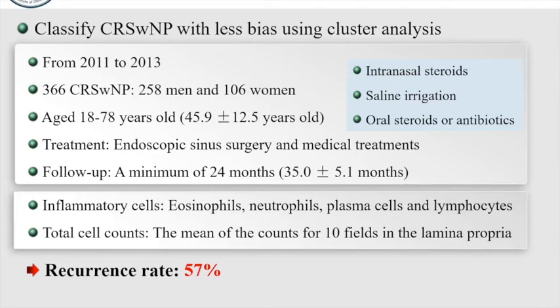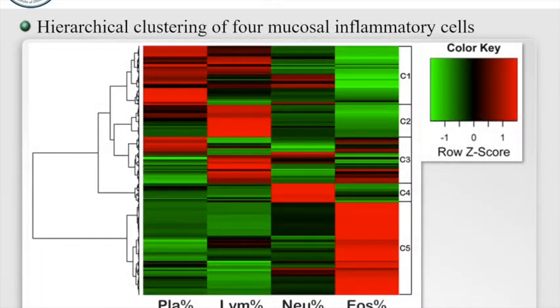So we counted 4 major kinds of inflammatory cells in polyp tissue. Then we did hierarchical clustering of 4 mucosal inflammatory cell percentages, and this heat map shows the result. Each tiny row represents 1 subject, and each column represents 1 inflammatory cell proportion. On the left, the dendrogram shows similarity of the groups, and on the right, the clusters are indicated by vertical bars. So totally, there are 5 clusters displaying different inflammatory patterns.